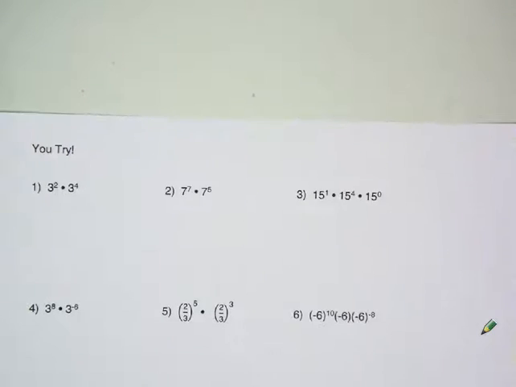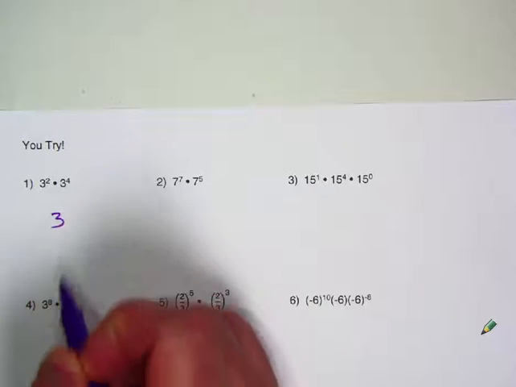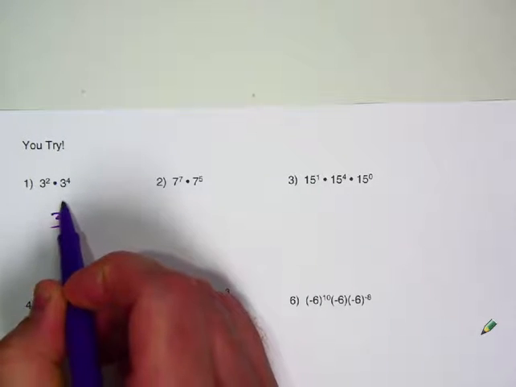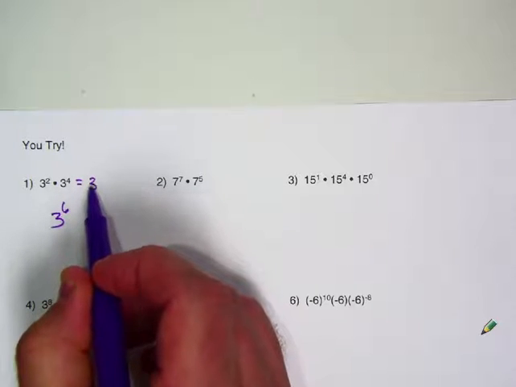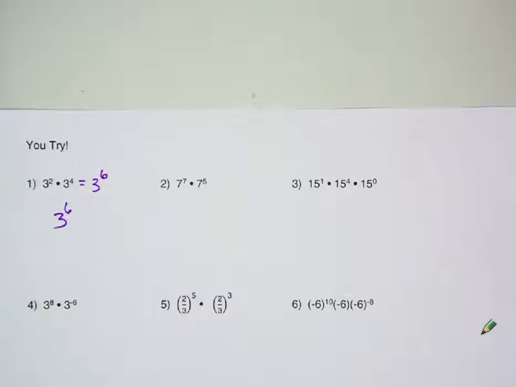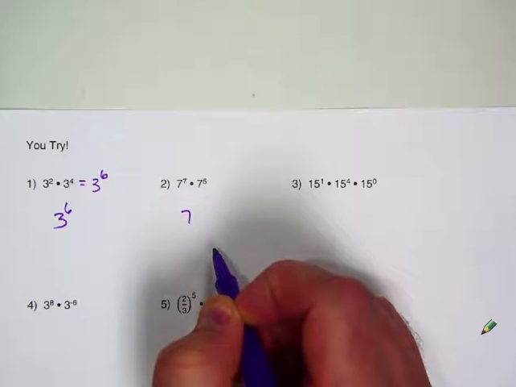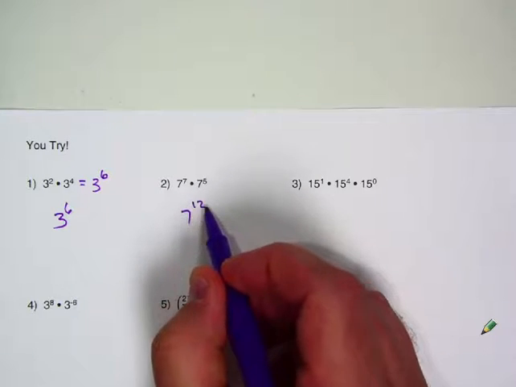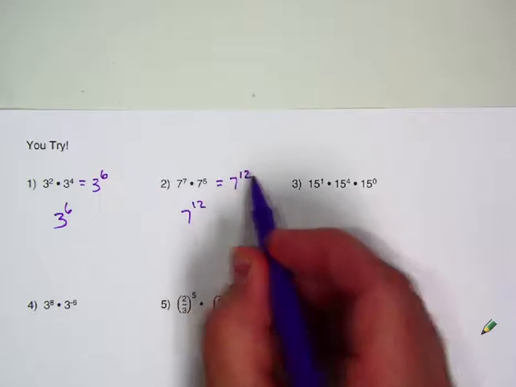Three to the 2nd times 3 to the 4th. I'll keep the base, which is 3. I'll add the exponents, which is 6. 3 to the 2nd times 3 to the 4th is equal to 3 to the 6th. 7 to the 7th times 7 to the 5th. Keep the base of 7. Add the exponents. 7 plus 5 is 12. 7 to the 7th times 7 to the 5th is 7 to the 12th.